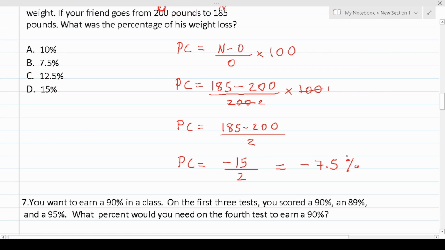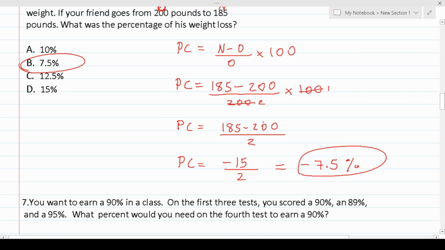7.5%. And again, I said negative means there was a decrease. Clearly, they decreased from 200 to 185 pounds. And as we can see, they decreased in the amount of 7.5%. So the answer to this one is B.